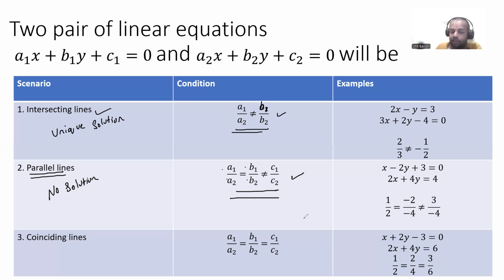And the last scenario, where all three ratios are equal: A1 by A2 is equal to B1 by B2 is equal to C1 by C2. You can see this: 1 by 2, 2 by 4, minus 3 by minus 6. If all of them give us the same ratio, then the given lines have A1 by A2 equal to B1 by B2 equal to C1 by C2. Hence, these lines are coinciding lines. It means they have infinite solutions.